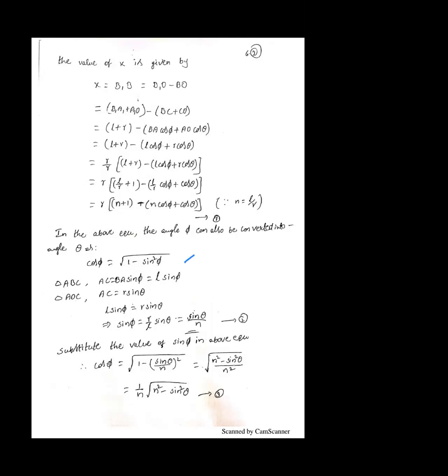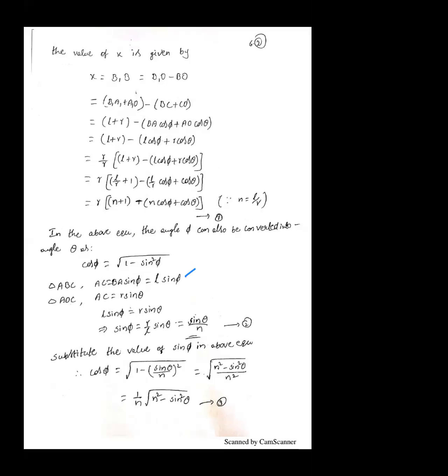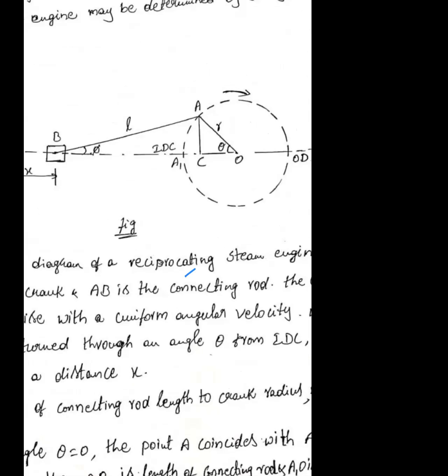And now going to write from the triangle of ABC, just observe the triangle ABC. From the triangle ABC, AC equals BA sin phi, and from the triangle AOC, AC equals R sin theta. Both are equal. Just all of you observe the diagram. Why? Because what triangles have been taken in the earlier section? The ABC triangle is one.